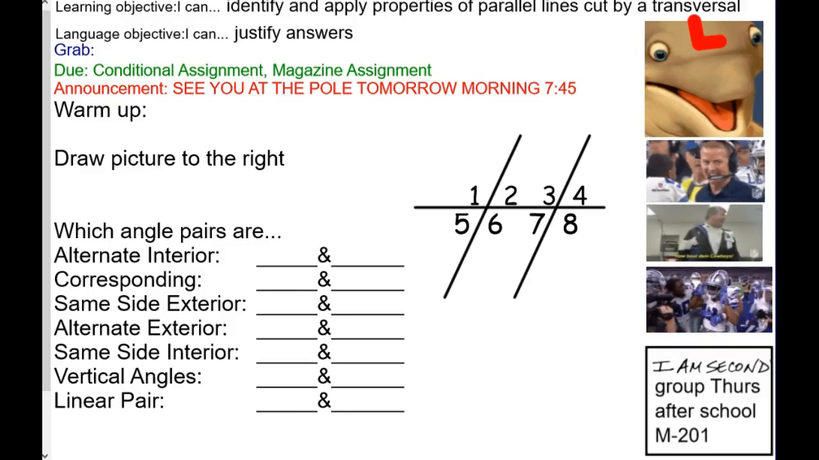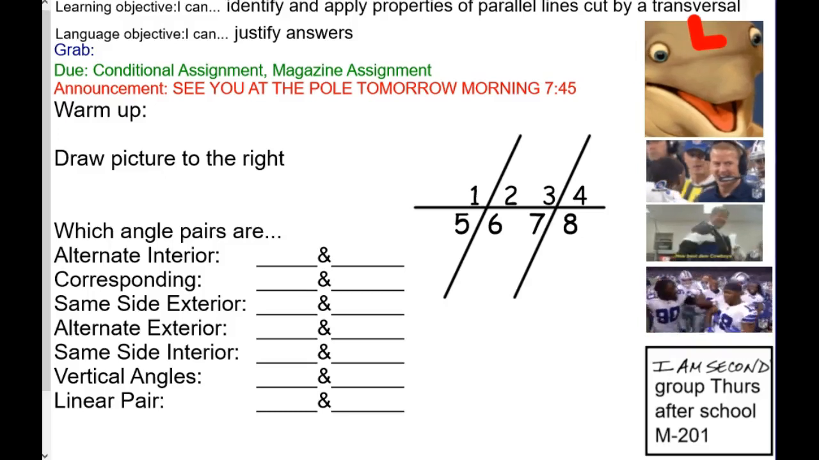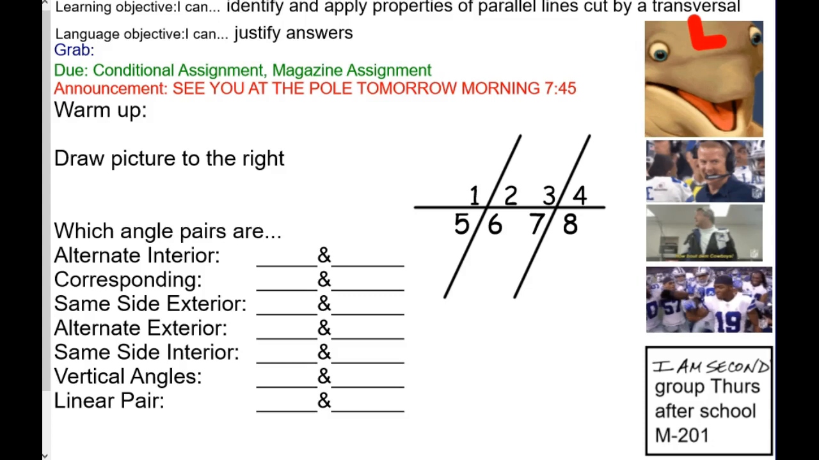So we have the same objective. We are going to be applying what we learned yesterday on the notes to our warm-up today. So you drew this picture off to the right here with angles 1 through 8. And we are going to name which ones are, first of all, alternate interior. Okay, so don't forget to draw the picture.